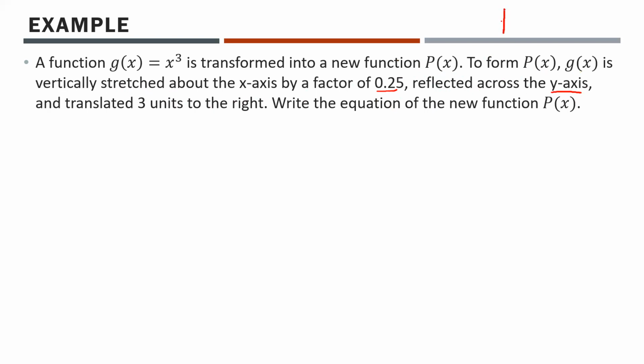Now hold on just a second. If this is the x-axis and this is the y, if you're reflecting across the y-axis, we can call that a horizontal reflection. So keep that in mind as well. And then it's translated 3 units to the right. Write the equation of the new function p of x. Now, if you want to give this one a try on your own, by all means, you can pause the video right here and do so. But otherwise, I will go over this. And if you did or didn't, it's up to you.